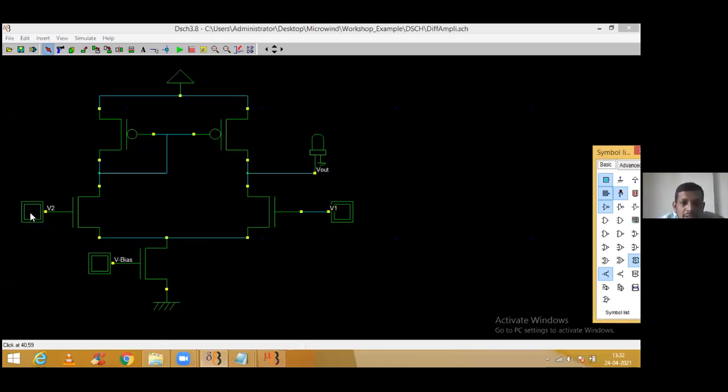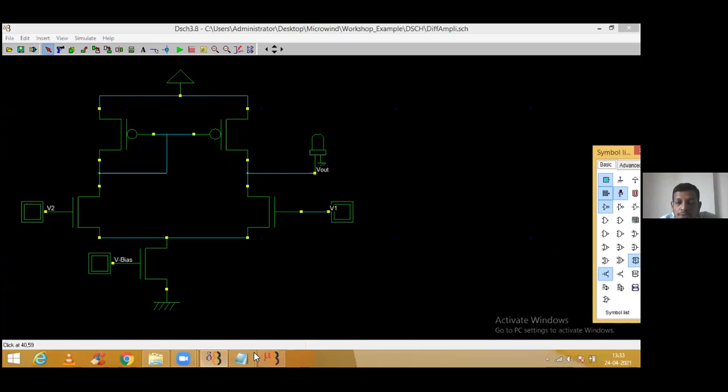Once you have increased the V2 over here, the previous current that was flowing through this, because of the change in V2, that will be increased. We are increasing the values of V2, that's why that will be increased. And the same current, because of this current mirror, the increased current I1 will appear on the output side, and because of that the output will be amplified.